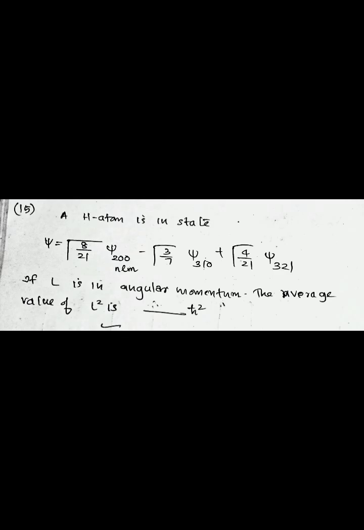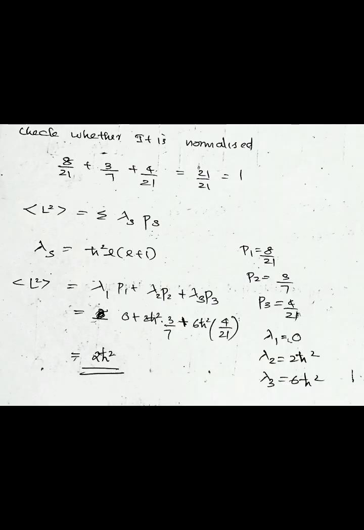Next question is, a hydrogen atom is in the state psi is equal to square root of 8 by 21 psi 200 minus square root of 3 by 7 psi 310 plus square root of 4 by 21 psi 321. If L is the angular momentum, the average value of L square is dash h cut square. Check whether it is normalized or not. That means we need to take the coefficients, square them and then add. If the sum is 1, then it is normalized. That means 8 by 21 plus 3 by 7 plus 4 by 21 is equal to 21 by 21, and this is equal to 1.